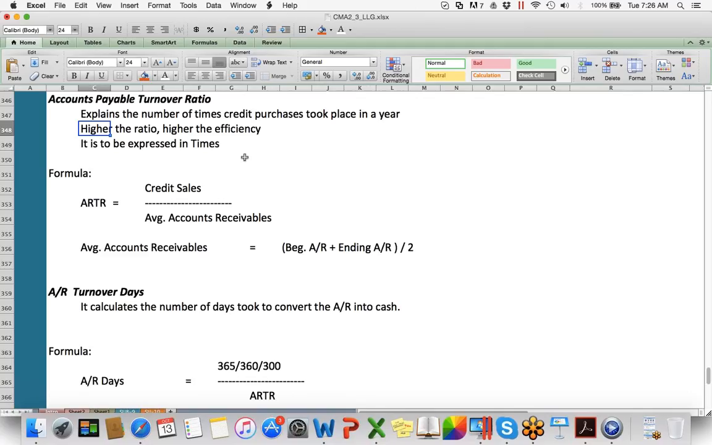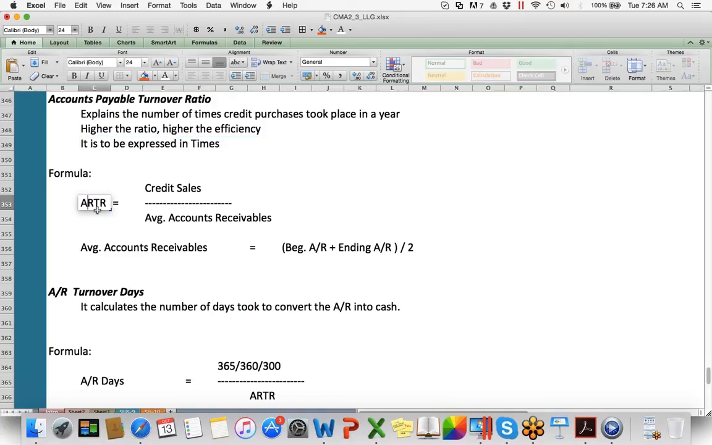And sometimes we may feel higher the ratio, higher efficiency, but obviously when higher sales are there, you'll have to purchase large volumes, large quantities, a large number of times. That depends upon the nature of the business, and it has to be expressed in times, like how many times in a year you purchased.